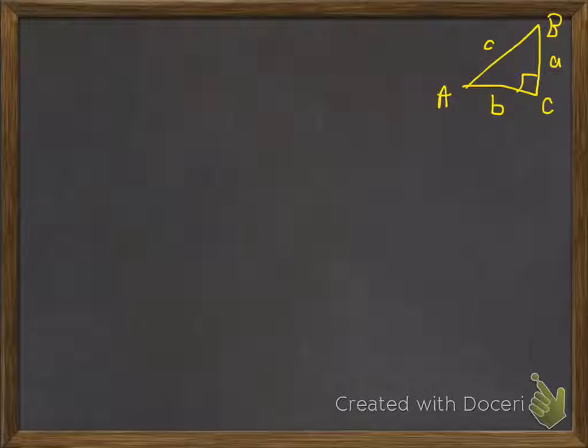So in this video we will just study the converse of the Pythagorean theorem. The Pythagorean theorem states that if triangle ABC is a right triangle, then the sum of the squares of the legs is equal to the hypotenuse squared, aka a squared plus b squared equals c squared. Backwards, or the converse, is this.